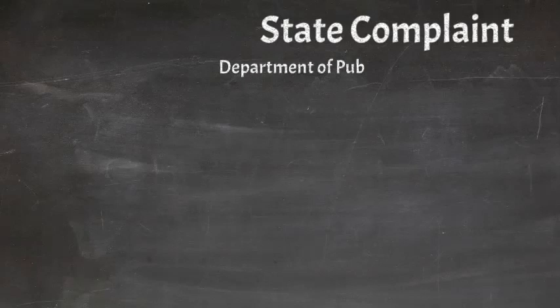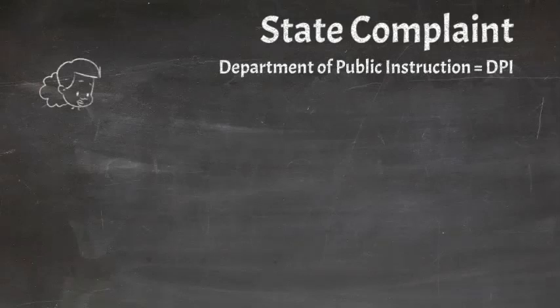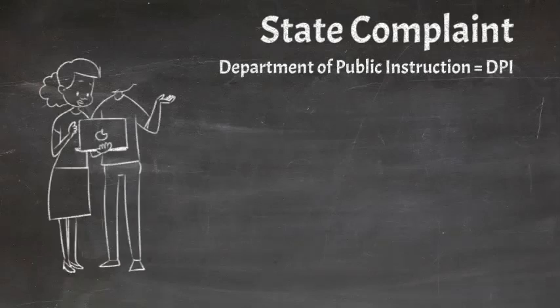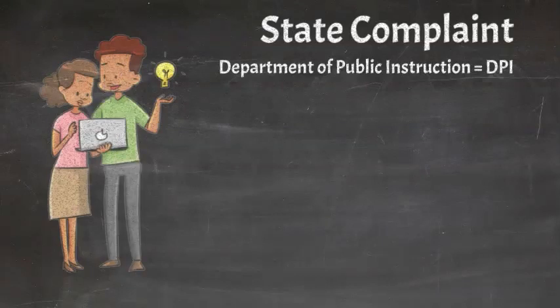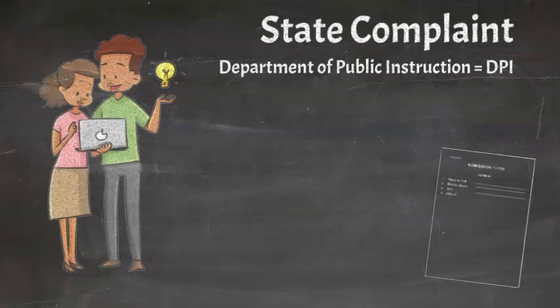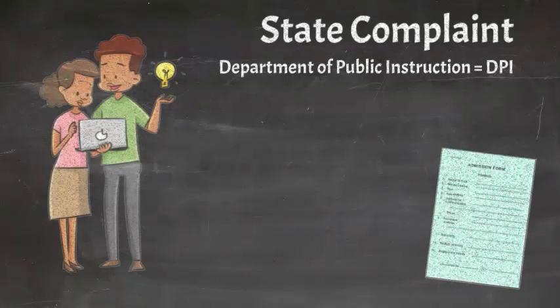One formal option is to file a written complaint, also called a state complaint, with the North Carolina Department of Public Instruction's Office of Exceptional Children, also known as DPI. In the complaint, the parent or an advocate needs to describe the school or IEP team decision they disagree with and, if possible, explain how the school violated the student's special education rights. You can find the state complaint form on DPI's website.